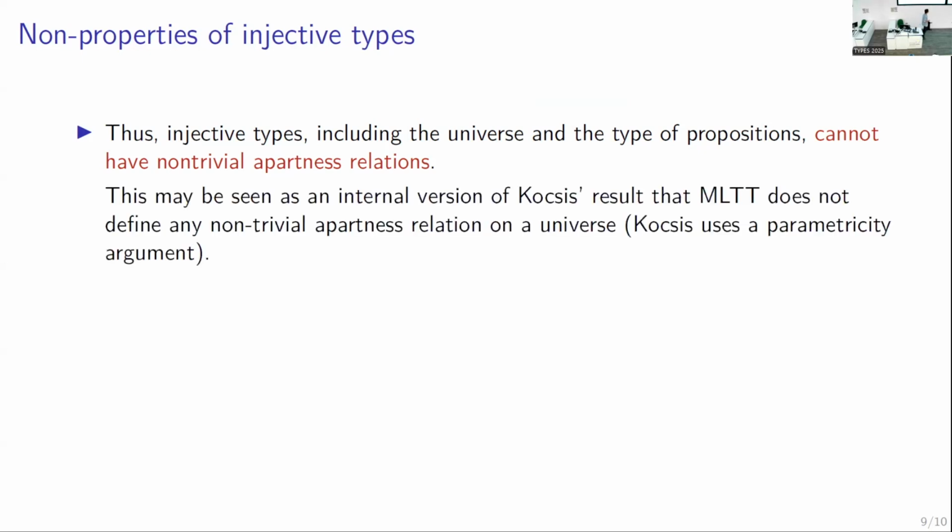And so you can see this as an internal version of a result by Zoltan Kocsis that Martin-Löf type theory does not define a non-trivial apartness relation. For that, Kocsis uses a parametricity argument, but you can kind of say really the meat of it is already injectivity. It's not anything particular about the universe.